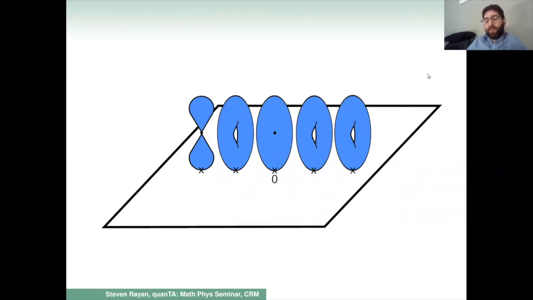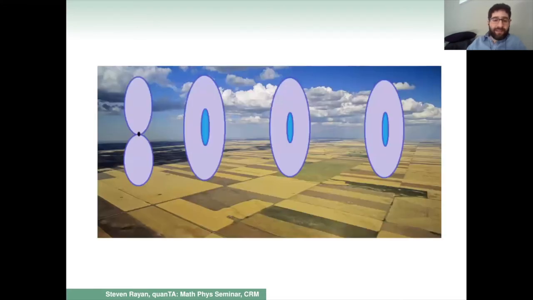By the way, pretty good affine space is Saskatchewan. So it's a different version of the cartoon. It's pretty flat as far as the Earth goes.